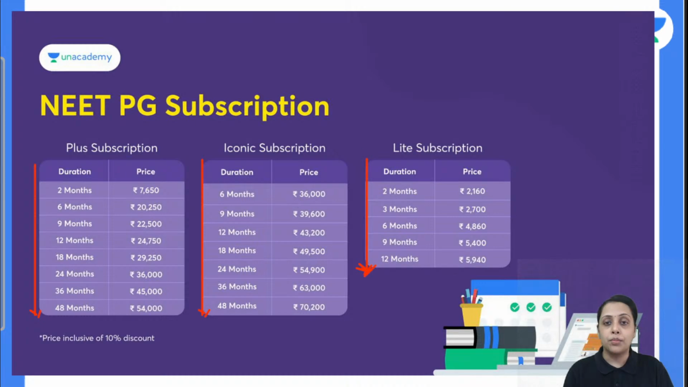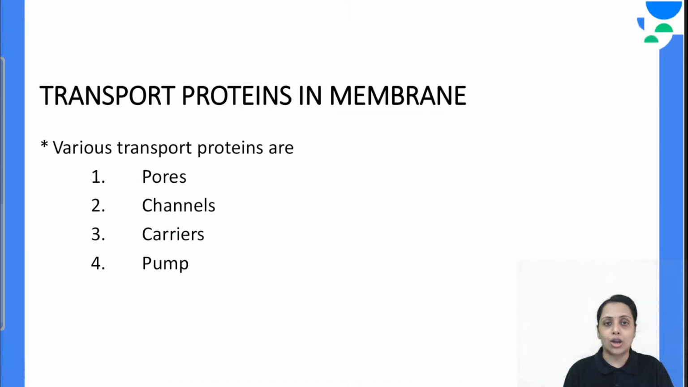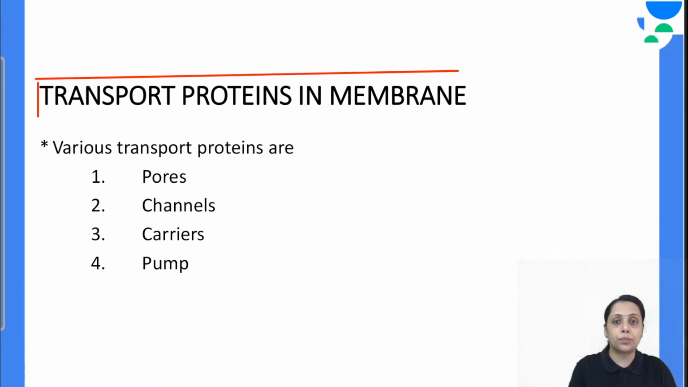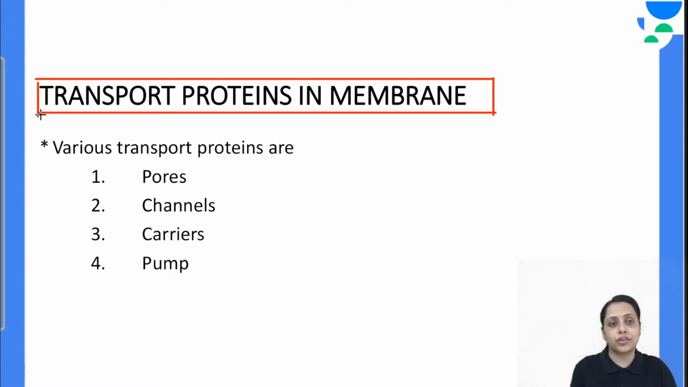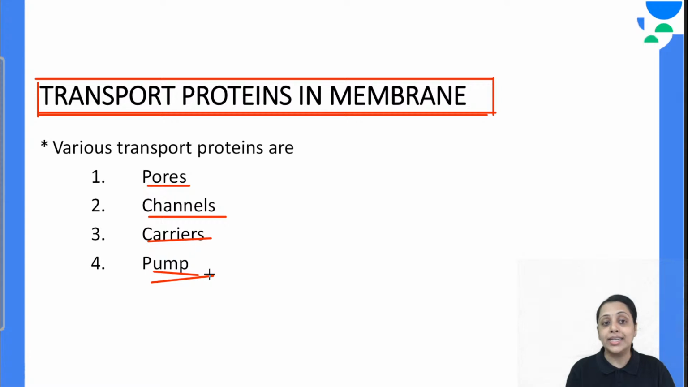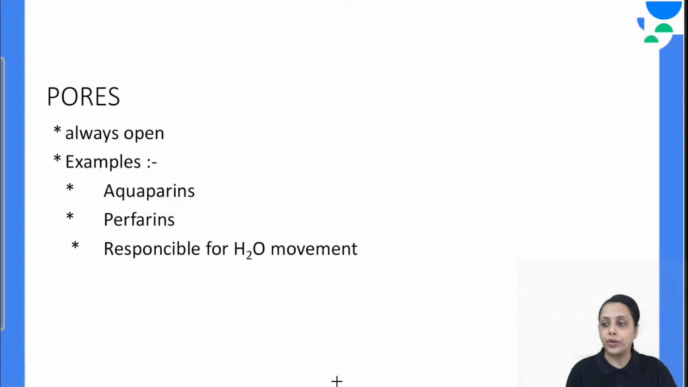Moving further to our topic, today we are going to study about the membranal transport. First, coming to the transport process in the membrane. The proteins that are responsible for transport are, first, the pores, then channels, then carriers, and then pumps. Now coming to the detail of each transport protein, first is the pore. This pore is always and always open.